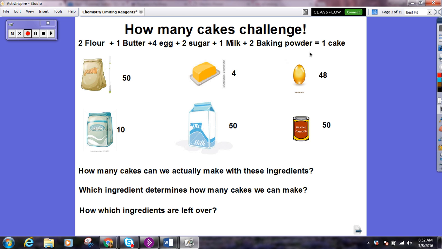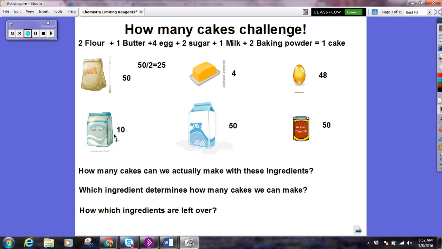If you notice that I've put our equation up here, and down here is the amount of each ingredient that we have available. 50 flours, 10 units of sugar, 4 units of butter, 50 units of milk, 48 units of eggs, and 50 units of baking powder. To find out how much each unit will make, we simply take the number of units we have divided by the number of units required to make a single cake. So then what we do, if we divide these two, say 50 divided by 2, we know that we can make 25 cakes.